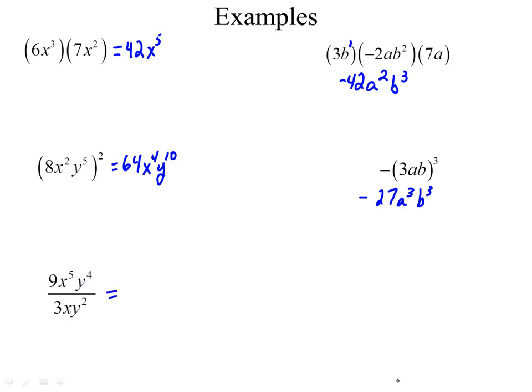Alright, here, we're going to divide the coefficient. So 9 divided by 3 is going to be 3. And then we're going to divide your x's by subtracting the exponents. So 5 minus 1 is going to be 4. And y to the 4th divided by y to the 2nd is going to be y squared.